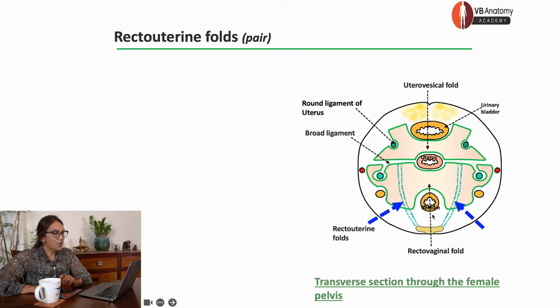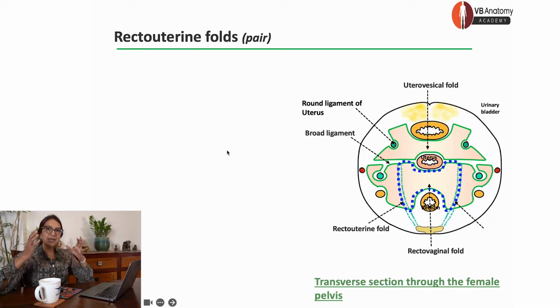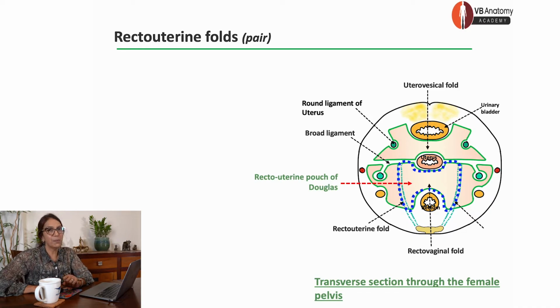Similarly, there are folds of peritoneum running over the uterosacral ligaments. Remember, the uterosacral ligaments attach the cervix to the sacrum? They will also be covered by peritoneum, forming recto-uterine folds. Between these recto-uterine folds, the rectovaginal fold, and the uterus and rectum, a pouch is formed called the recto-uterine pouch of Douglas.